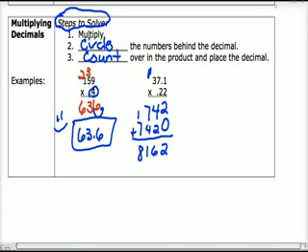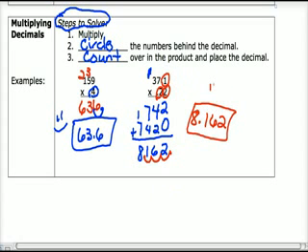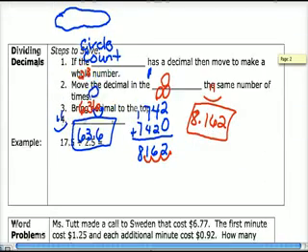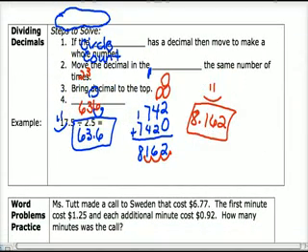Now, step number 2 says circle the numbers behind the decimal. We have 1, 2, 3. We know our decimal's right here until we move it. We have 3 numbers circled, so we move it 1, 2, 3 places to the left. So our answer to this problem is 8.162. It's pretty easy, right? I'm sure everybody knows how to do this. This should be just a review. Let's clear that up.